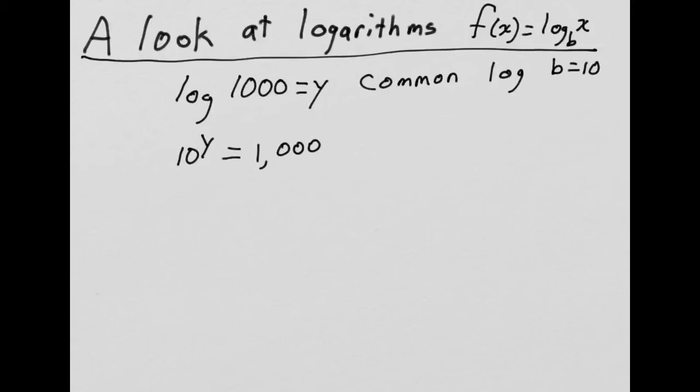1,000. Now when you're dealing with powers of 10, all we have to do is count the number of zeros here. So in this case, I have 1, 2, 3 zeros. So I know that my value of y is going to be 3. And that's our answer there.